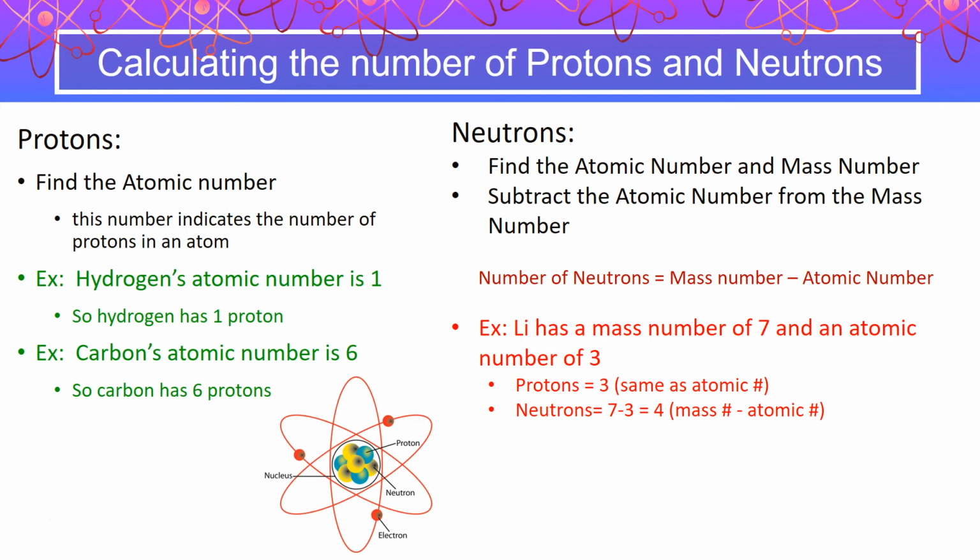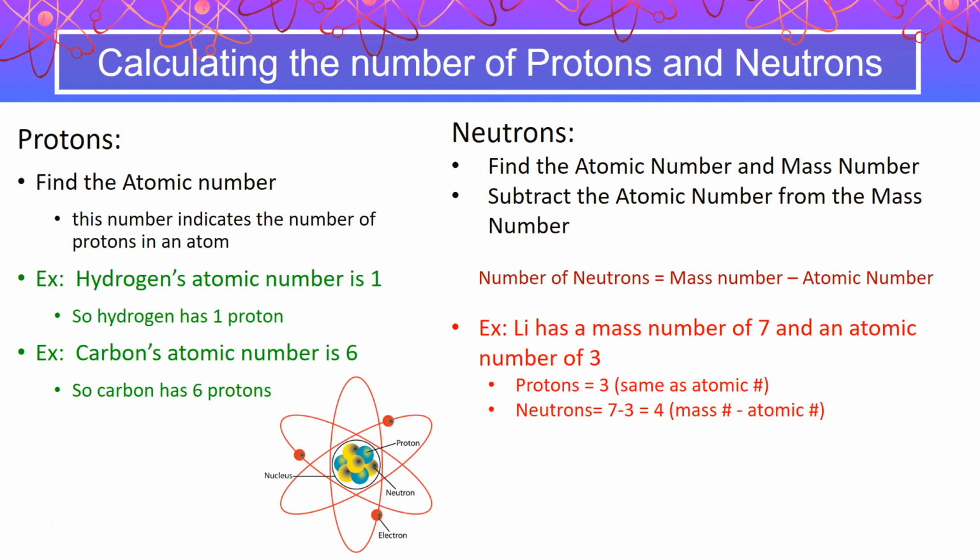If you're asked to find the number of protons, what you need to do is find the atomic number. And that number is the number of protons. That's all you need to do. So hydrogen's atomic number is 1, so hydrogen has 1 proton. Carbon's atomic number is 6, so carbon has 6 protons. So protons are really easy to work out.